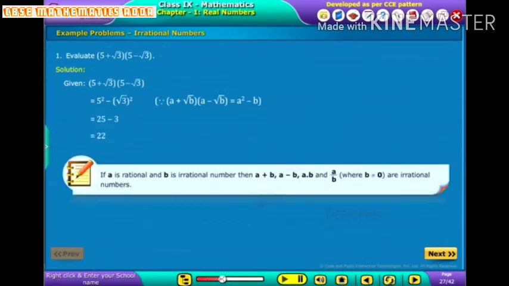Note, if a is rational and b is irrational number, then a plus b, a minus b, a into b, and a by b, where b not equal to 0, are irrational numbers.